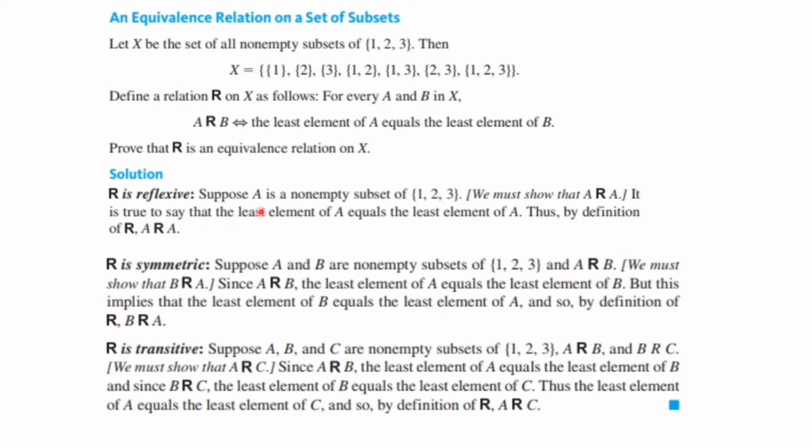Well, it's reflexive because it is true to say that the least element of A equals the least element of A. Therefore, it's reflexive. It's symmetric because if you have A and B, and the least element of A is the same as the least element of B, then the least element of B is the same as the least element of A. And it's transitive because you have 3 sets. If the least element of the first set is the same as the least element of the second set, and the least element of the second set is the same as the least element of the third set, then the least element of the first set is the same as the least element of the third set. Therefore, it is an equivalence relation.